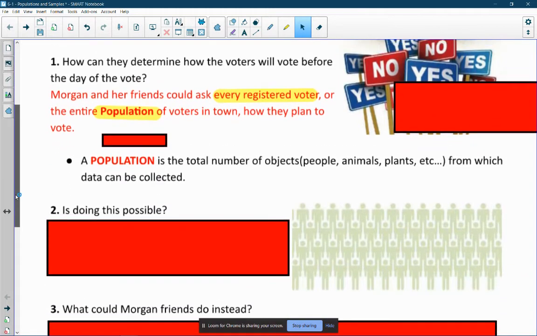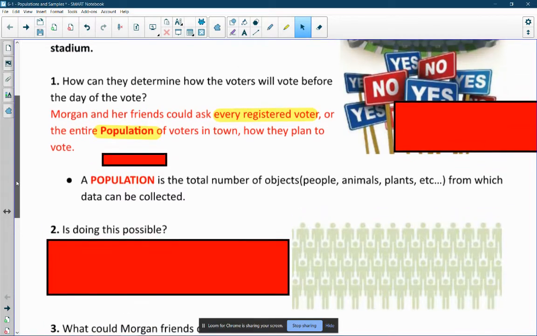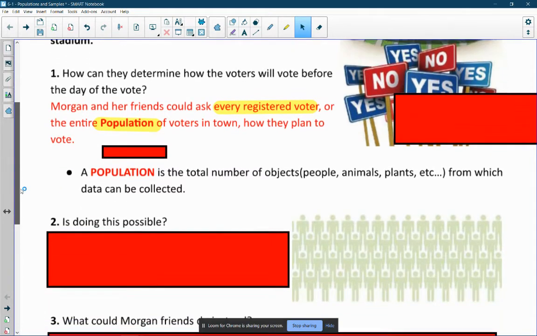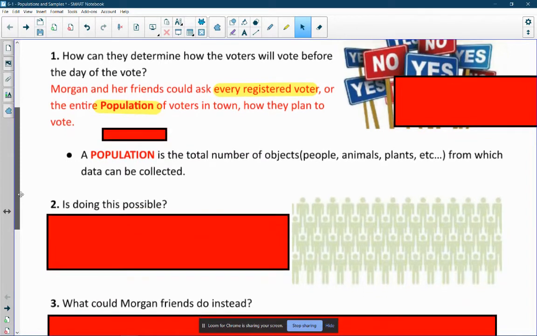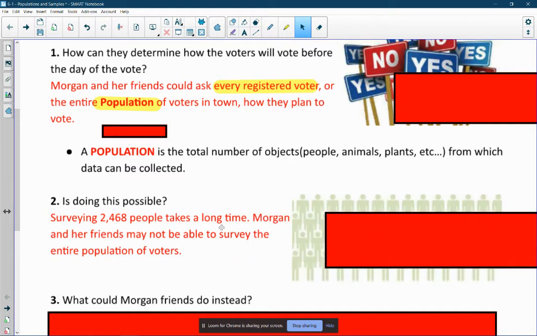But the next question says, is doing this possible? Now, depending on how much time she has, does she have enough time to ask every single person? If they have a month, 2 months, maybe they could ask all 2,000 people, but if they have a day, that's not possible. So she's going to have to do something else. Surveying the 2,468 people takes a long time. They may not be able to survey the entire population of voters.